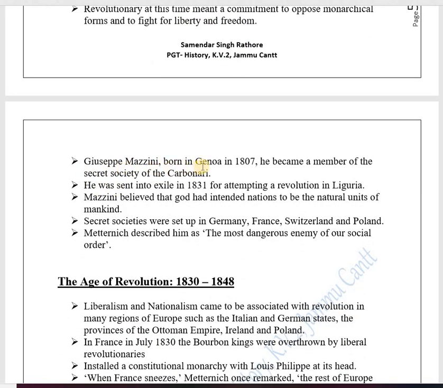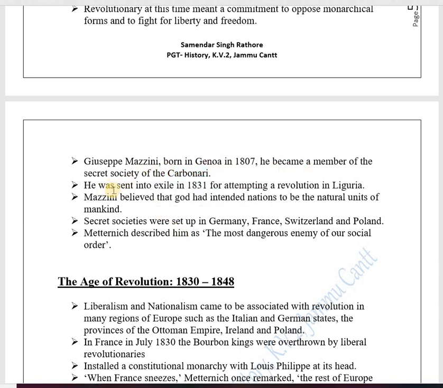Giuseppe Mazzini, born in Genoa in 1807, became a member of the secret society of the Carbonari. Now this person will be playing a major role in the unification of Italy. Later on we'll be studying this chapter. He joined a secret society which was a revolutionary society, and this society's name was Carbonari, because mostly all the members were working in coal industries, so that is why the society was named Carbonari.